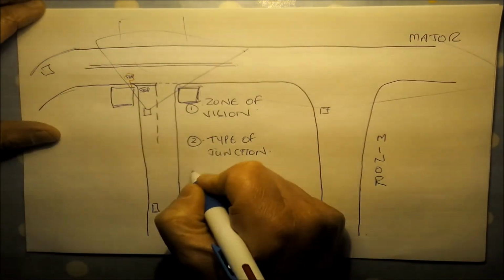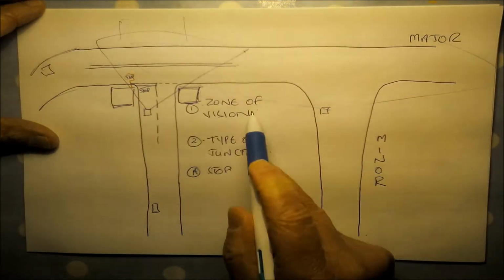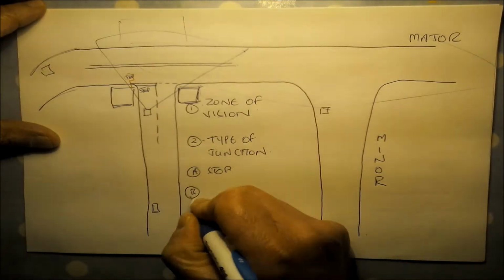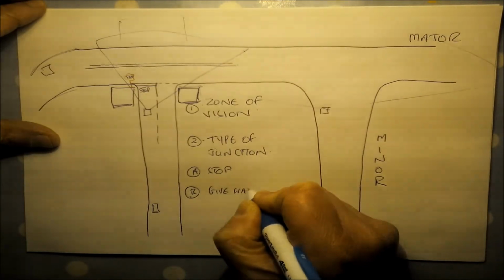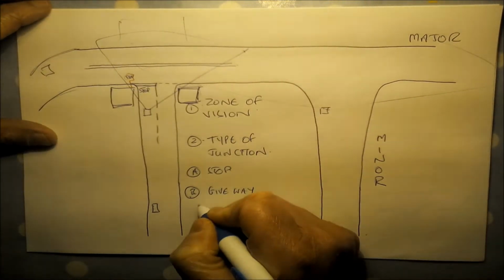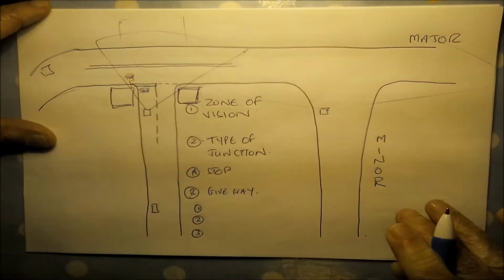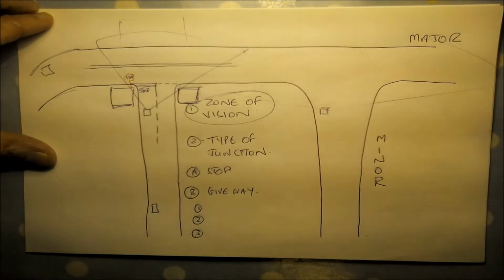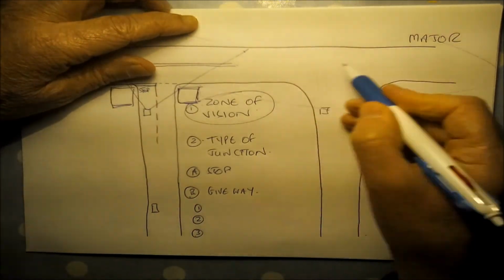Okay, so that is stop junctions, yeah, which are about the zone of vision and the type of junction. But the others are as well. The others are known as give way junctions, okay? Now, there's 3 levels of give way junction based on, again, what the zone of vision is like as you're coming into the junction, and how busy the road is.